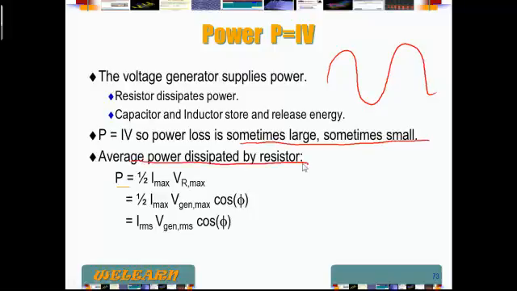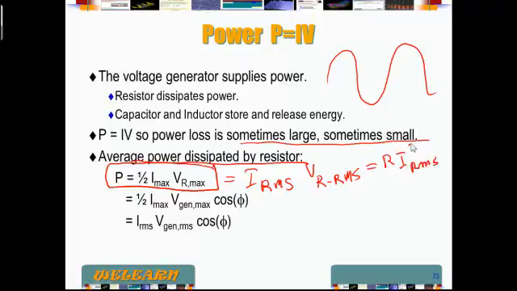And the average power dissipated, we said it's 1/2 I max, the maximum current, times the maximum voltage across the resistor. 1/2 of that. Now, we also said this is equal to IRMS VR RMS, or R I RMS squared, or VRMS squared over R.